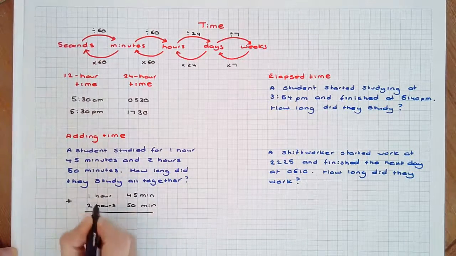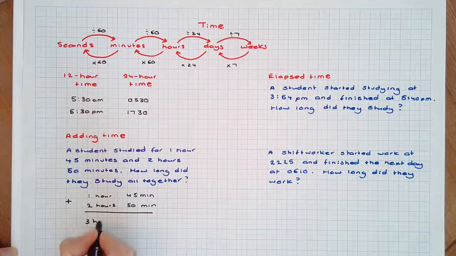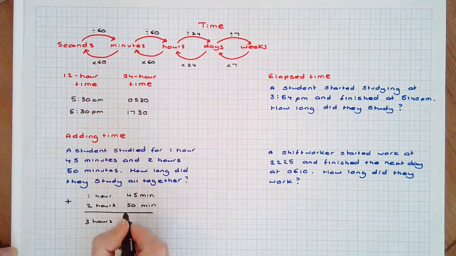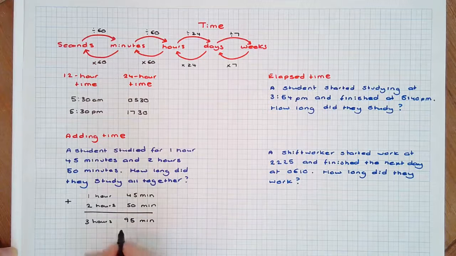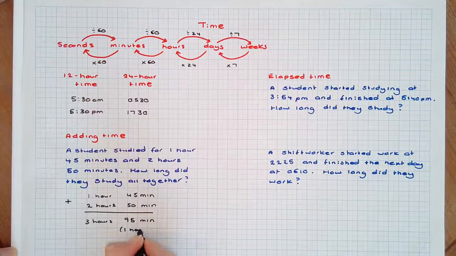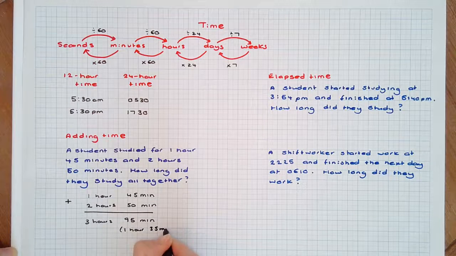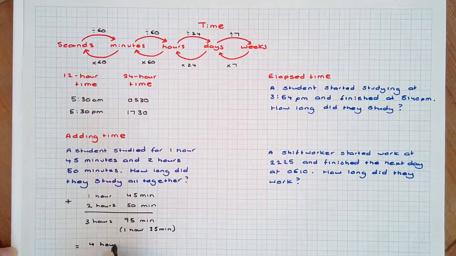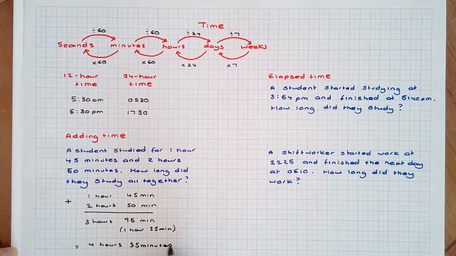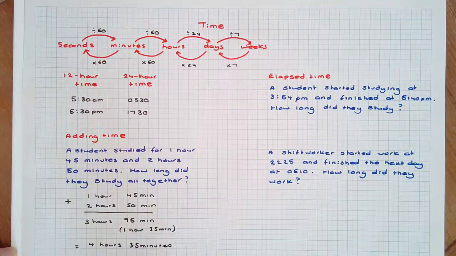Let's add the hours. 1 hour plus 2 hours is 3 hours. And 45 minutes plus 50 minutes is 95 minutes, which is 1 hour and 35 minutes. Adding the hours with the hours, 3 hours plus 1 hour, we have 4 hours and 35 minutes. They studied for 4 hours and 35 minutes altogether.